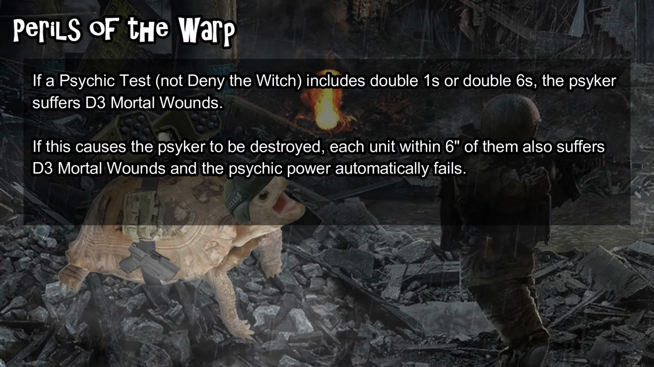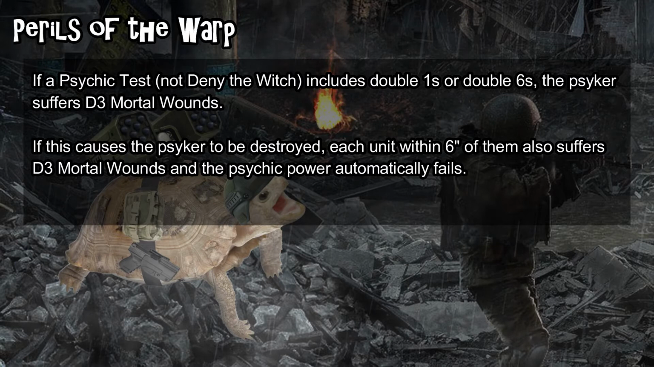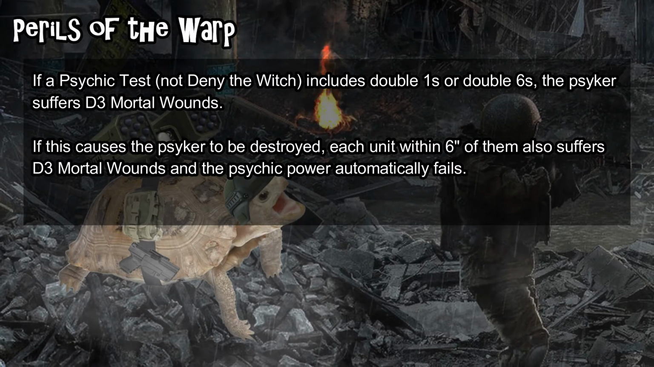In addition, the caster explodes and hits everything within 6 inches for D3 mortal wounds as well. This is the biggest danger with using psychic powers, which means that you could be damaging your own troops while using them, in addition to their inherent inconsistency.